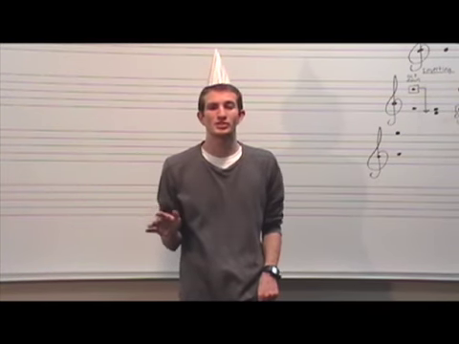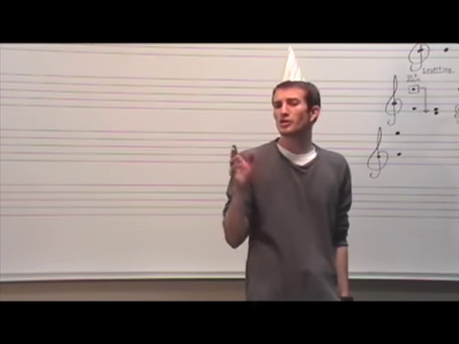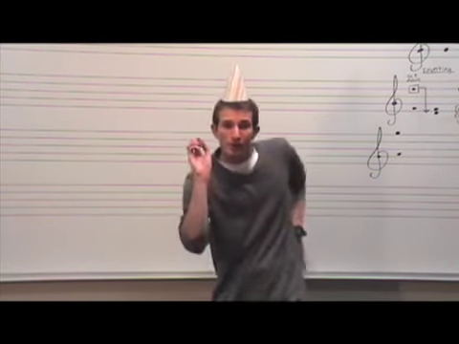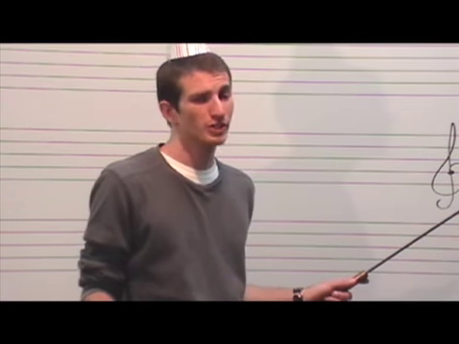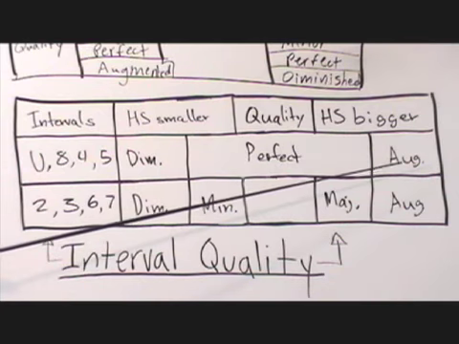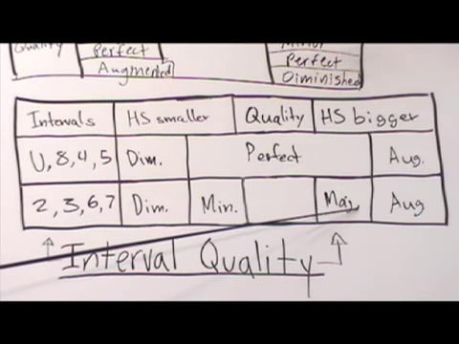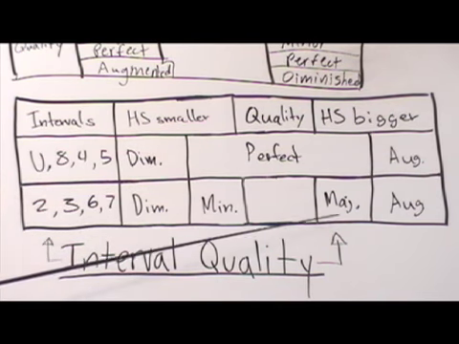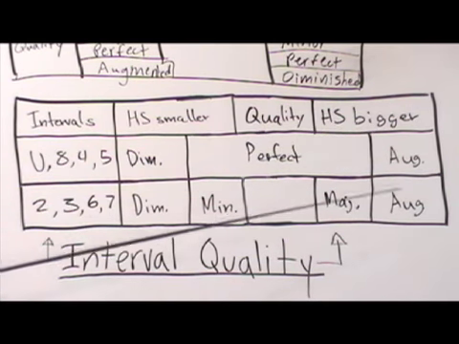Now, once you have memorized the intervals to the major scale, you can compare other intervals to them using this chart, which Sal has drawn for us. This chart shows us how the quality of an interval changes. If you change a perfect interval by making it a half step smaller, it becomes diminished. Make it a half step bigger, it becomes augmented. If you change a major interval by making it a half step smaller, it becomes minor. Another half step smaller, it's diminished. If you change a major interval by making it a half step bigger, it's augmented.